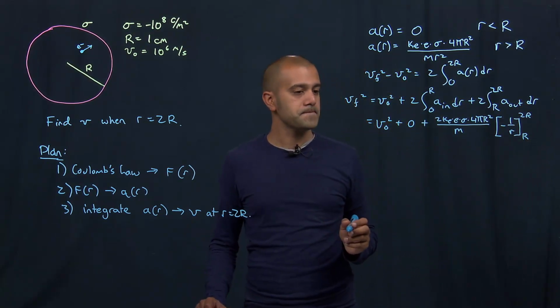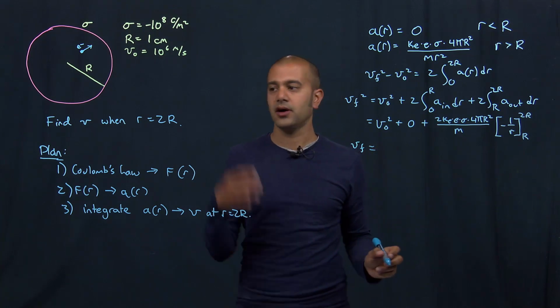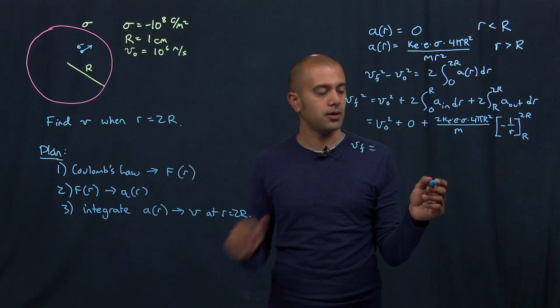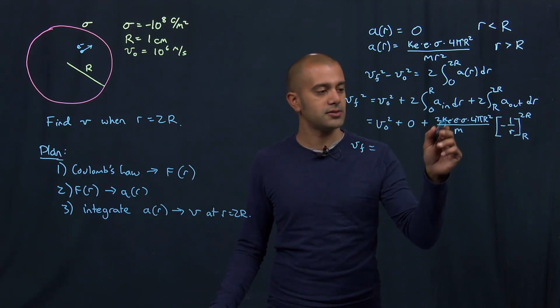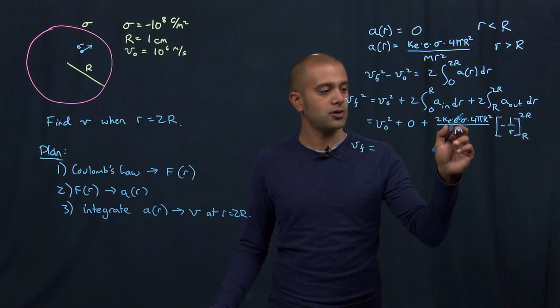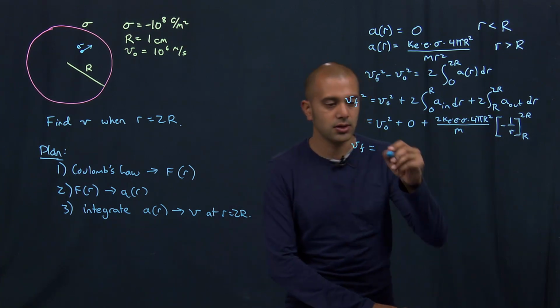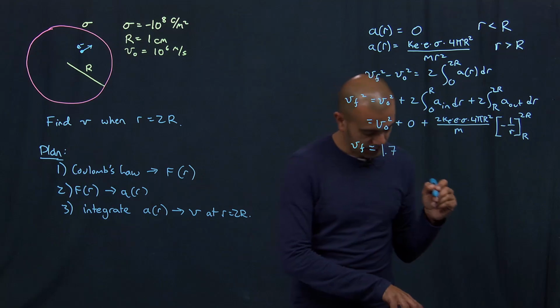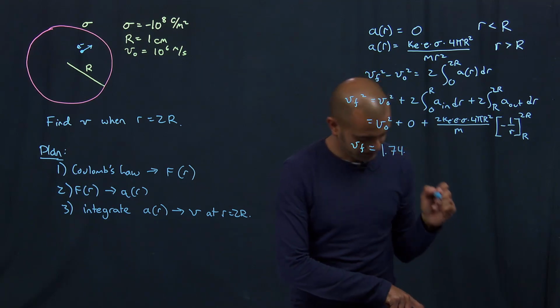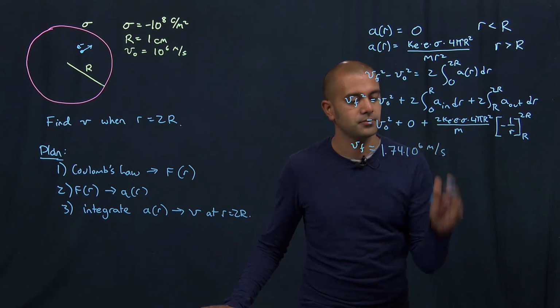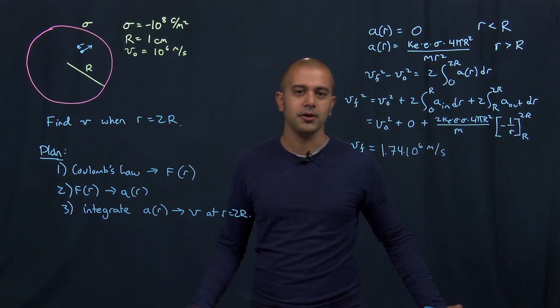All right, so plugging all that in and then using the values given, we know the initial velocity, we know the mass of the electron, which you can just look up online, and then we also have the constants, the electron charge, sigma is given, and big R is given. So plugging all that in, you should find eventually that the final velocity is 1.74 times 10 to the 6 meters per second. All right, so it's going about 1 million meters per second.